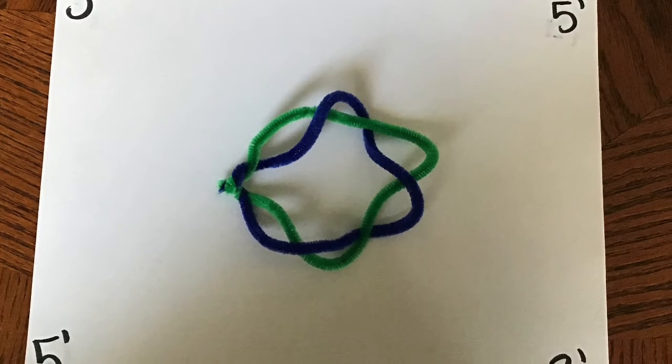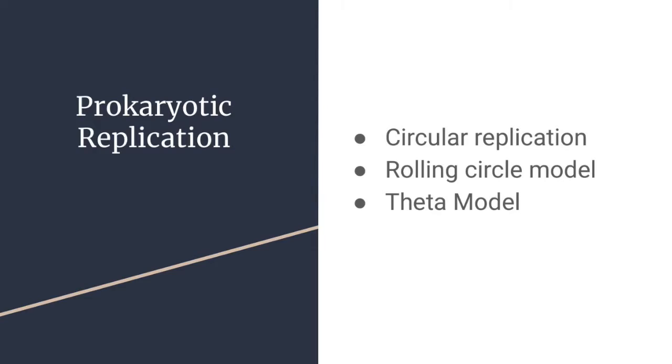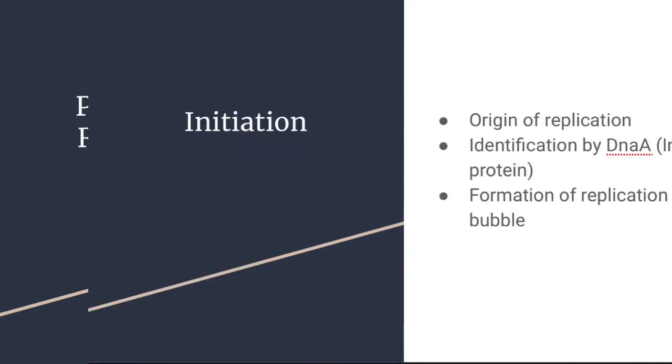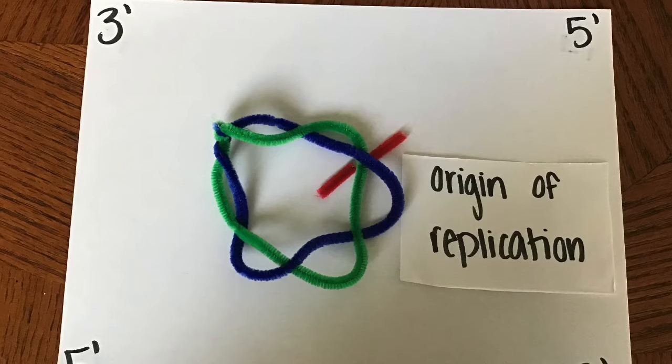Prokaryotic replication occurs in a circular motion rather than linear. This can be either through the rolling circle method or the theta method. Initiation occurs when there is an origin of replication and it gets identified by DNA A, an initiator protein that then binds to that site, and a replication bubble is formed.